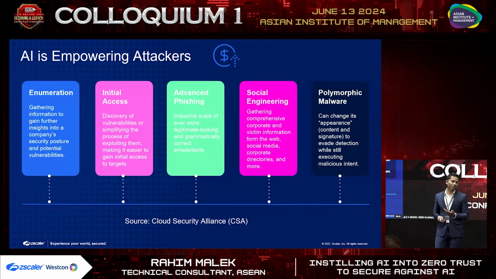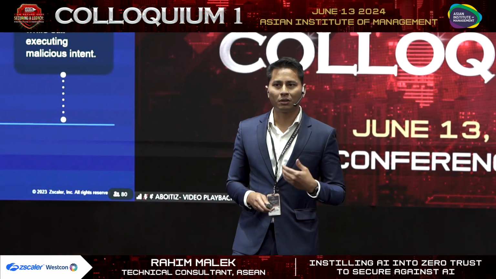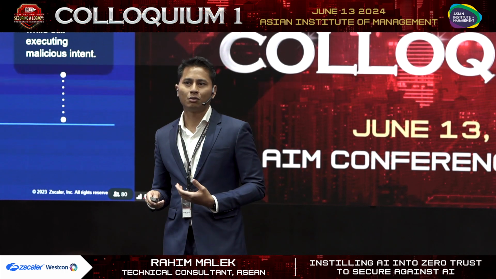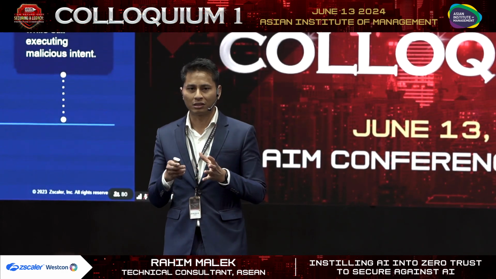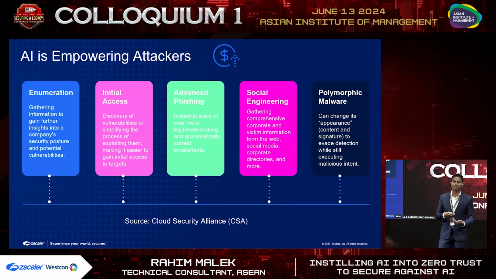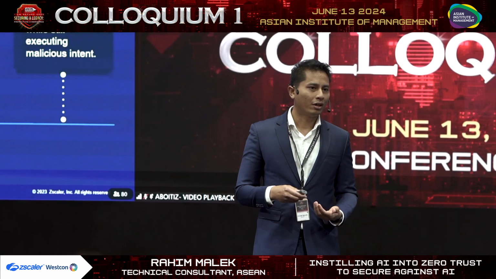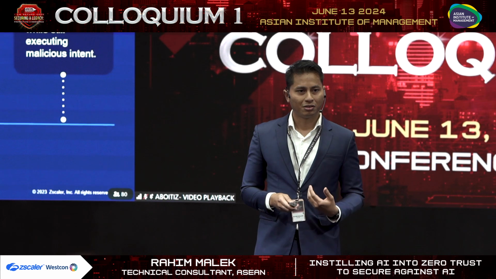Then we talk about social engineering. There's a lot of public information out there. We can look at annual reports, company corporate directories, and social media to understand an individual from a certain organization. Last but not least, malware. With AI tools, they can actually generate faster polymorphic malware that traditional security platforms cannot catch.